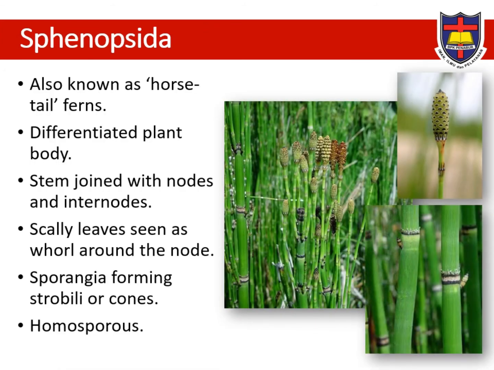Next group of pteridophytes is Sphenopsida. It is also known as horsetail ferns. They have a differentiated plant body, and their stems are joined with nodes and internodes. They have scaly leaves seen as whorls around the node. Their sporangia form strobili or cones. They are homosporous pteridophytes.